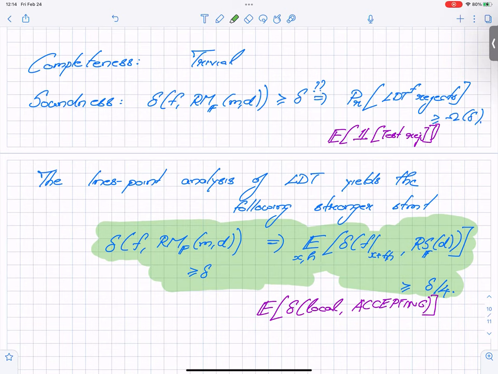The other was not a small query test. You queried actually Q points on it. So you can convert any Q query test into a two query test. Think of this as two provers. You ask a Q query test. I have a Q query test and I want to convert it to a two query test. How do you convert? One prover, you ask: if I had queried these Q locations, what is the accepting view that you would have given me?